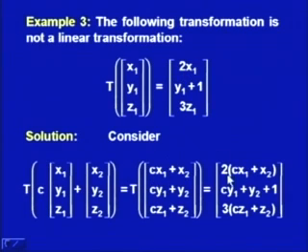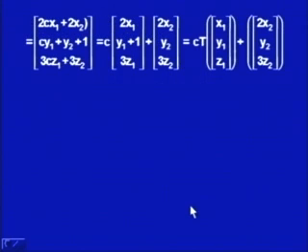So, it is 2 times (cx1 plus x2). The second component will map to y1 plus 1, so (cy1 plus y2) becomes (cy1 plus y2) plus 1, and the third component (cz1 plus z2) will become 3 times this component. So, (cz1 plus z2) is 3 times (cz1 plus z2). So, T of this vector is this. So, let us simplify this.